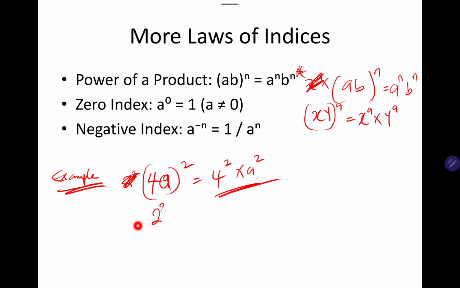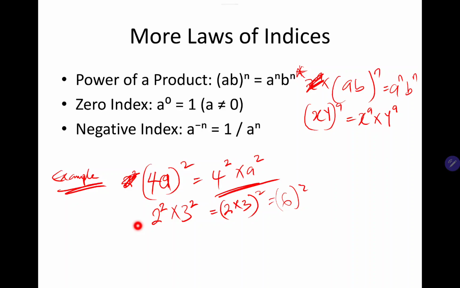So if we have 2 raised to the power 2 times 3 raised to the power 2, what this is saying is the same thing as 2 times 3 all raised to the power 2. That is what the law is teaching us. So what it means here is that this is the same thing as 6 raised to the power 2.